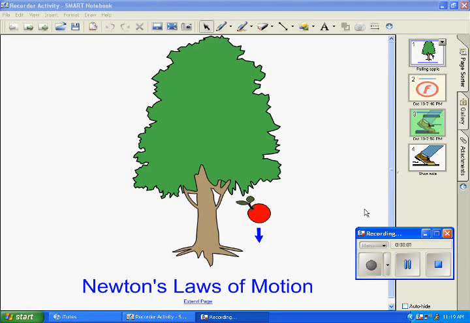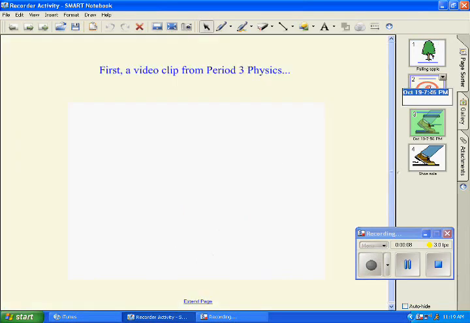Today we're going to talk about Newton's three laws of motion and how they pertain to a particular activity. So let's begin by looking at a video from Period 3 Physics.